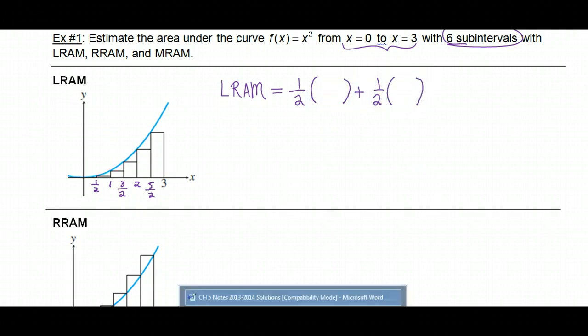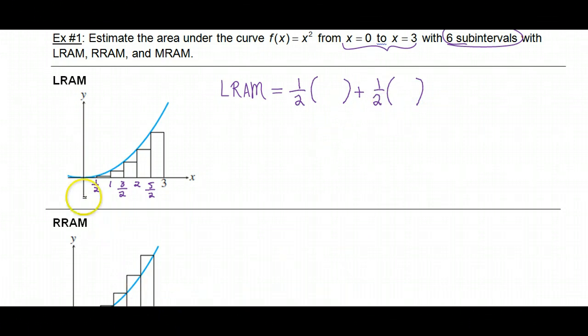Okay, so here's what we're going to do. For the left-hand approximation, imagine the first interval goes from 0 to 1/2. The left-hand endpoint would be f of 0, which would be 0 squared. So my first rectangle isn't really even a rectangle. There's no dimension to this first rectangle.